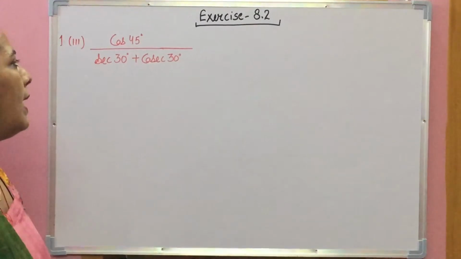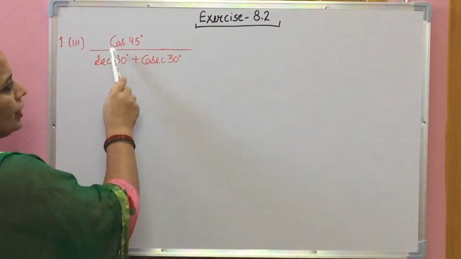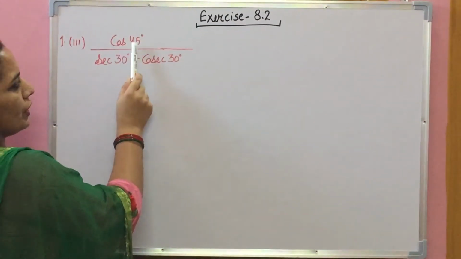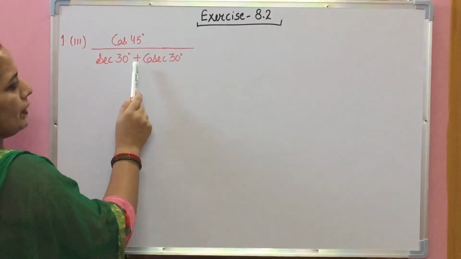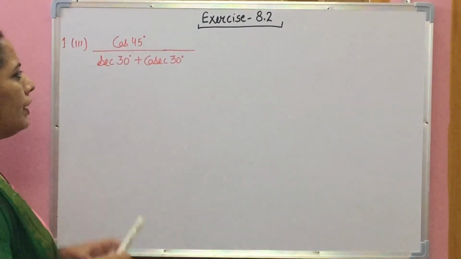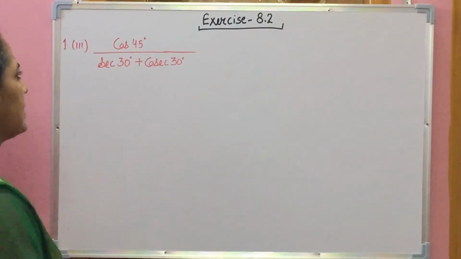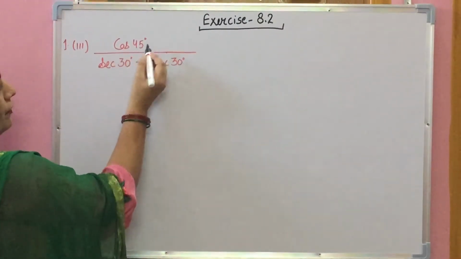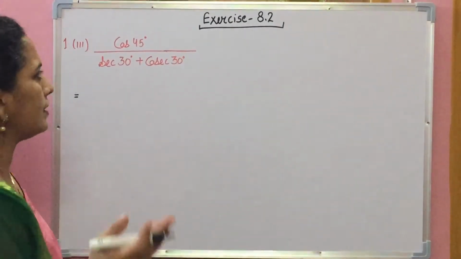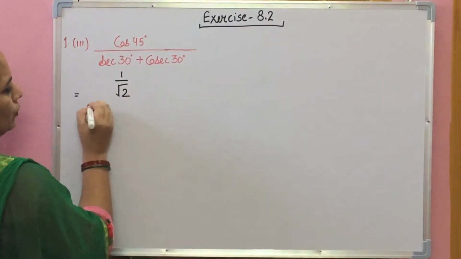Here we have part number 3 of question number 1. The expression is cos 45 divided by secant 30 degree plus cosecant 30 degree. First of all, find out the value of these angles from the table. So let's start. First is cos 45 degree. Find out the value of this term from the table, which is equal to 1 by square root of 2.